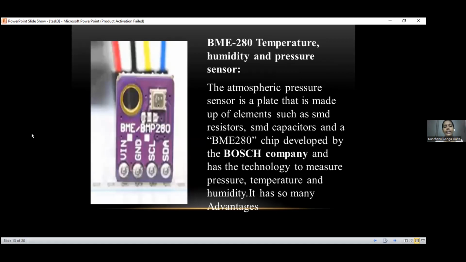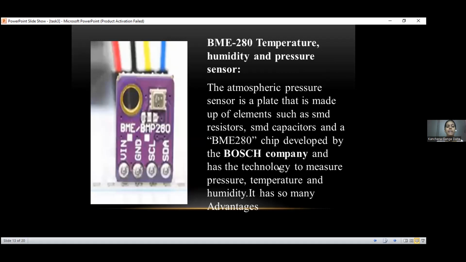It is actually made up of many on-chip components, like a system on chip, using some embedded software. Also, it is manufactured by the Bosch company. The name of it is BME280. As I have said, by using embedded software, it has an inbuilt technology in which it can measure the pressure, temperature, and humidity. A lot of advantages are there with this sensor.